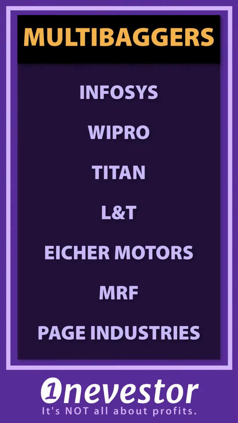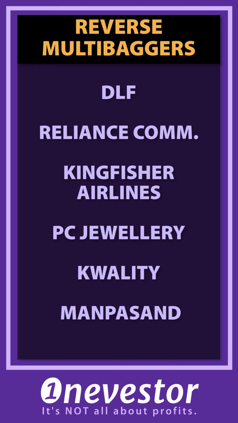There are tons of multi-bagger stories on the web like Infosys, Wipro, Titan, Larsen, Eicher, MRF, Page Industries, etc. And then there are stories like if you had bought Eicher Motors stock instead of buying a Royal Enfield Bullet, your investment would be worth several crores today. Well, that's certainly true. But what if someone bought DLF stock instead of buying an apartment in 2007?